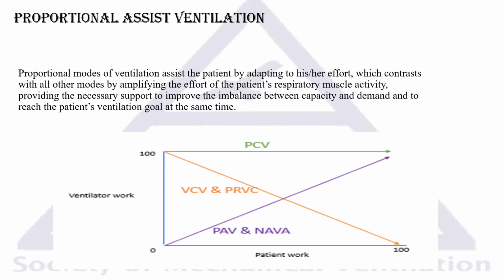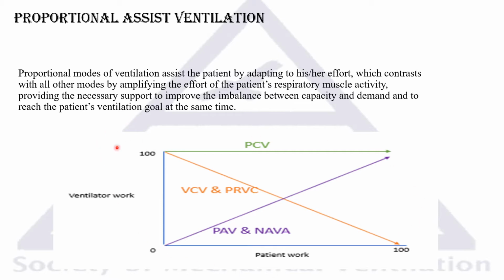So proportional modes of ventilation, not only PAV, there are a couple of other modes like NAVA or proportional pressure support. Basically, those modes assist the patient by adapting to the patient effort, which is different from all other modes, by amplifying the effort of the patient's respiratory muscle activity. So the more the patient breathes, the more the ventilator gives, to keep him in the comfort zone. At the same time, it provides the necessary support to improve the balance between capacity and demand and to reach the patient's ventilation goal.